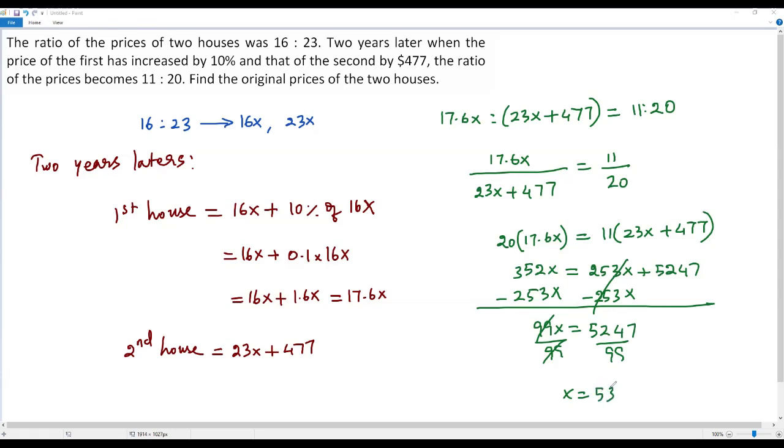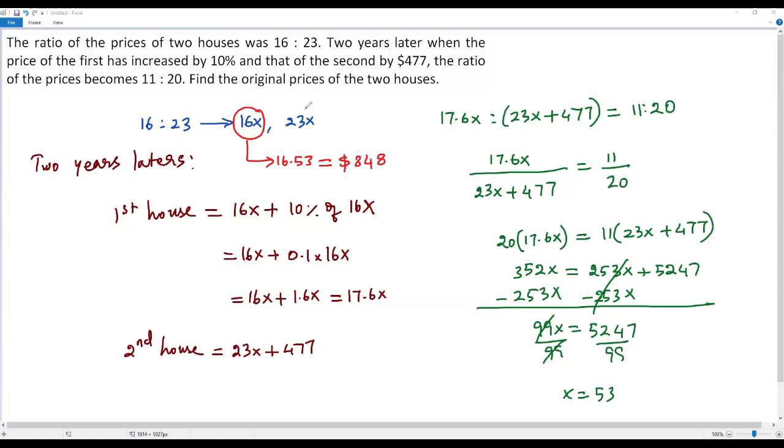Okay, now I got the value of x. The value of x is 53. According to the question, we have to find the original price of the two houses. Already we got the original prices of the two houses in terms of x. This 16x represents the original price of the first house, and this 23x represents the original price of the second house. Now to get the original price of the first house, I have to plug in this 53 for x over here. Okay, now let me do it. So that is 16 times 53. When I multiply this 16 and 53, I am getting $848.